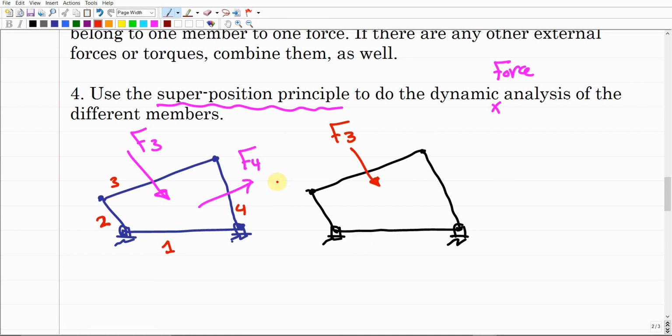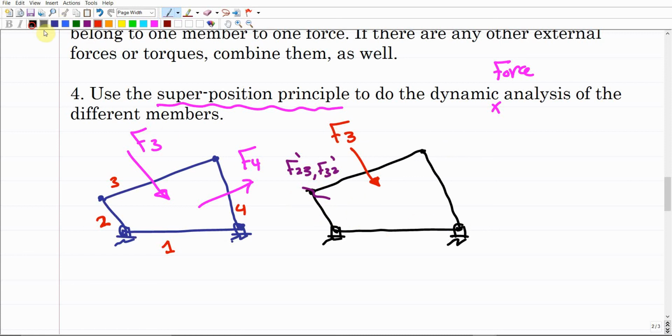Then we're going to do analysis of this mechanism, and we find all the reactions at these different joints, at these different pairs. For example, at this joint we're going to have reaction forces like F2,3 dash and F3,2 dash. This is from the first case, assuming these are the reactions generated over this mechanism because of one force, which is F3.